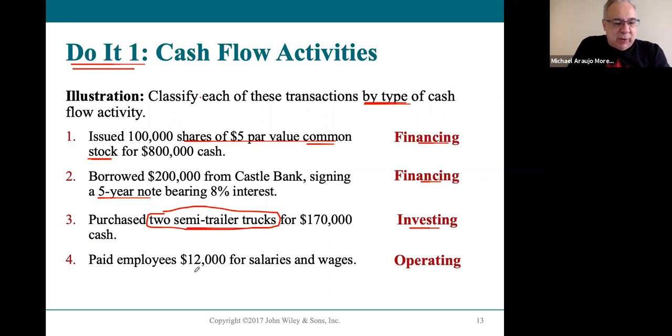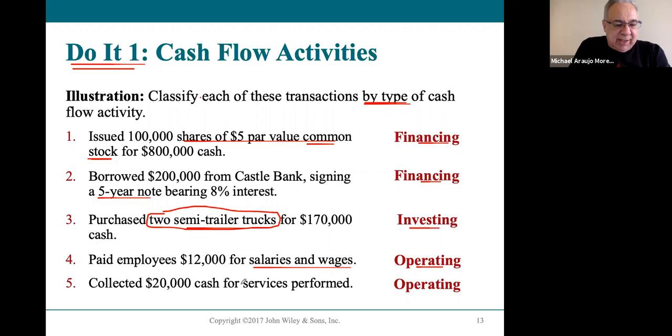The fourth thing here is we paid salaries and wages. Salaries and wages will end up being an expense. Expenses are on the income statement, which is correlated with operating activities. And the last thing is we collected cash from services provided. Providing services is revenue. Revenue is on the income statement, which goes with operating activities.